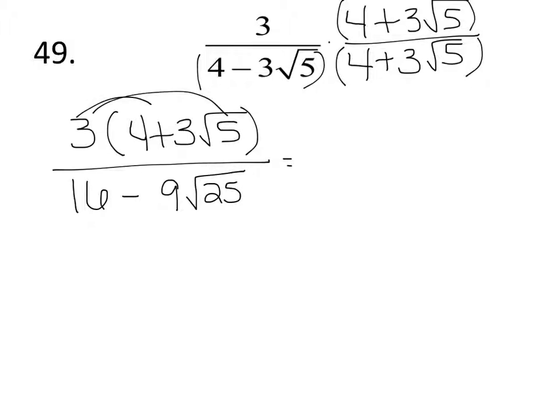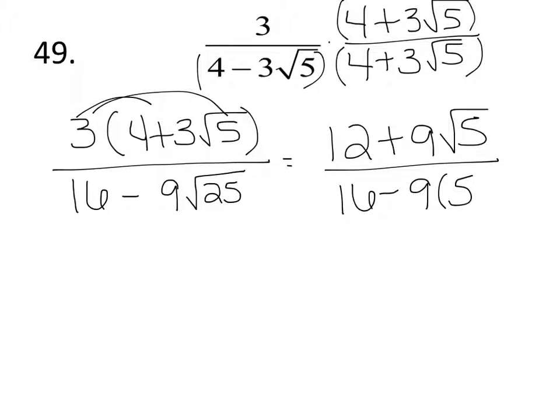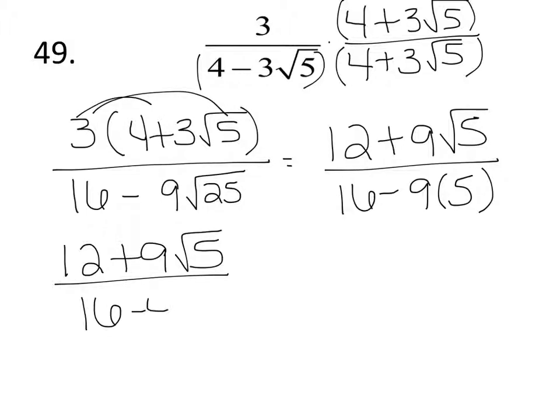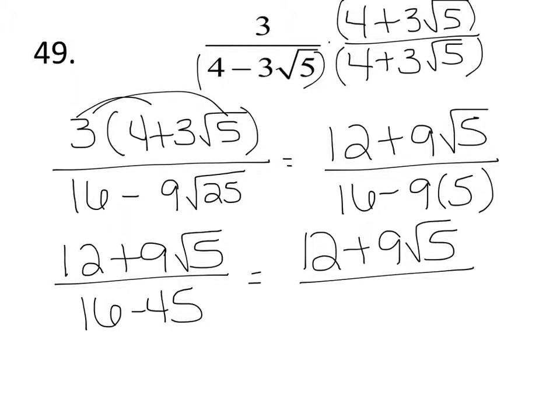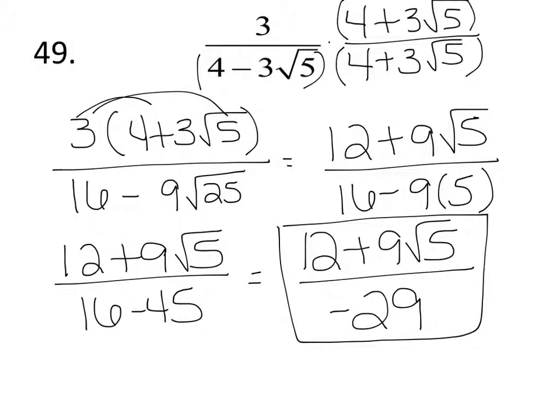So I'm going to distribute the 3. I get 12 plus 9 square root of 5 all over 16 minus 9 times 5, because the square root of 25 is just 5. So now I've got 12 plus 9 square root of 5 over 16 minus 45, which is 12 plus 9 square root of 5 over negative 29. And that is your answer. We're okay now because we have a radical in the numerator but none in the denominator, and that was the goal.